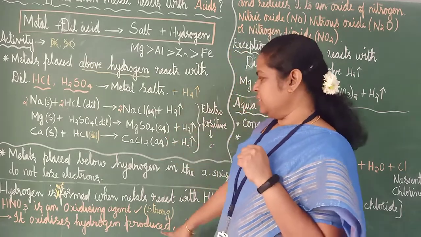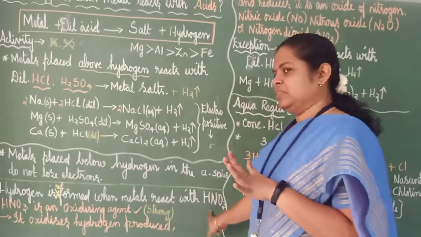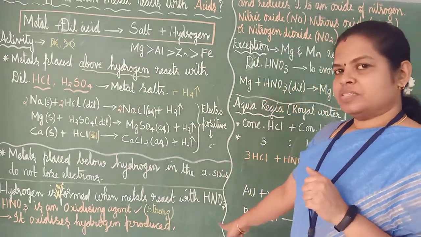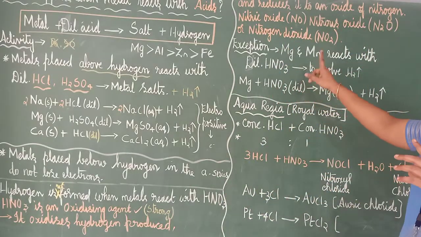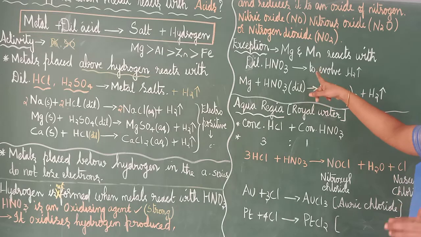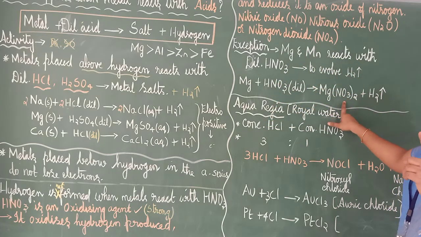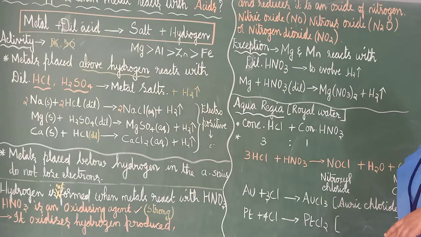Then the fourth point is hydrogen is not formed when metals react with HNO3. Okay? The reason we have studied. And an exception for this is magnesium and manganese. They will react with dilute nitric acid and they will give their concerned salt plus hydrogen.